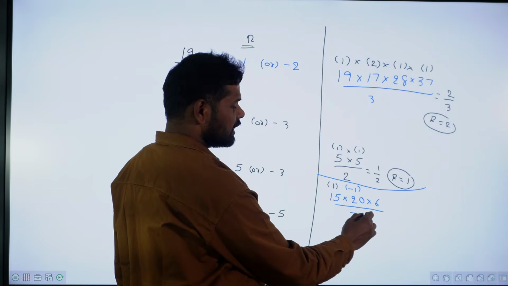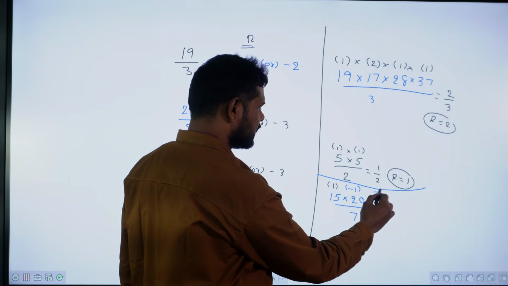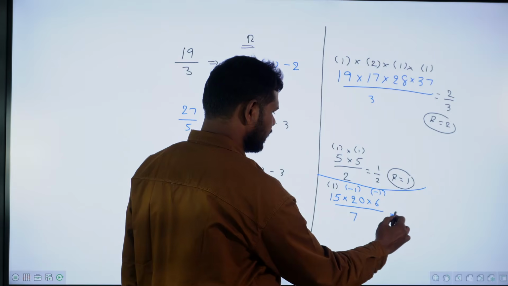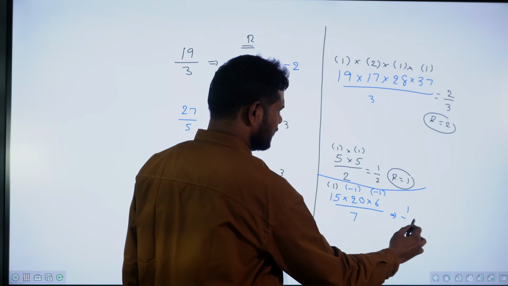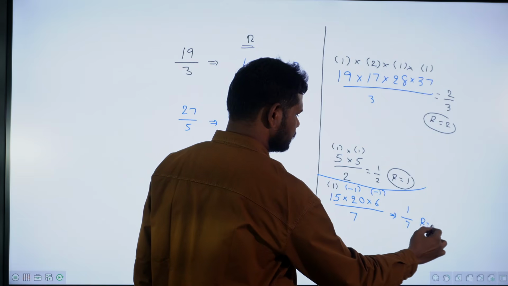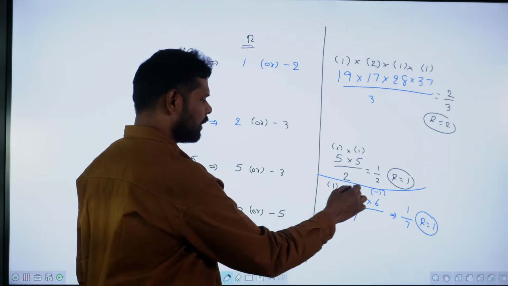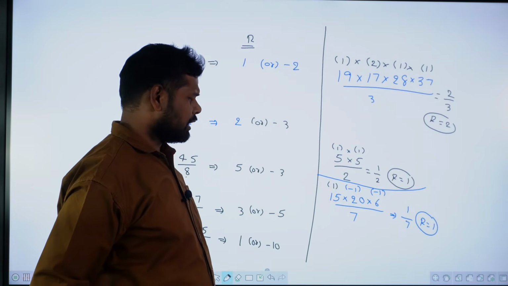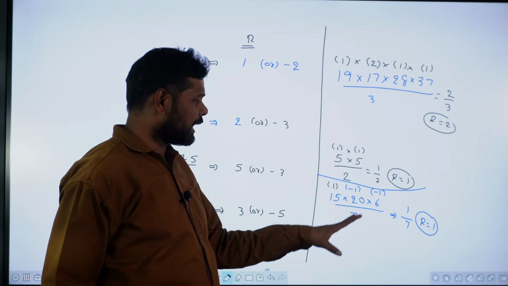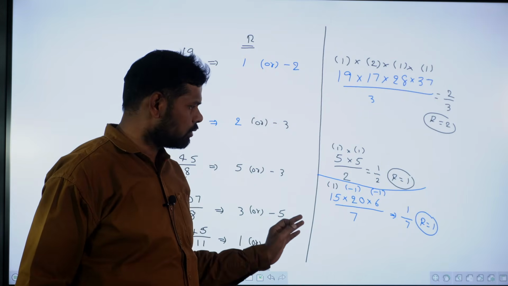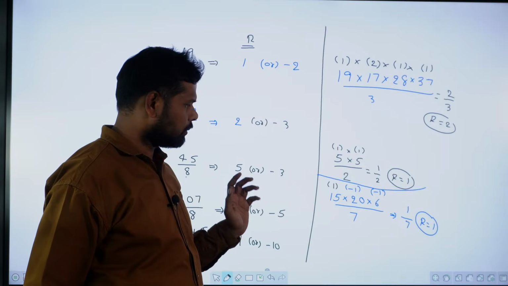Again here, 7 ones are 7. 6 minus 7 means minus 1. Observe here: minus into minus is plus only. 1 into 1 into 1, divided by 7. What is the remainder here? 1. Otherwise, you multiply all: 20 into 6 is 120, into 15 is 1800. 1800 divided by 7, you get remainder as 1 only. If you have any doubt, just cross check also, no problem.